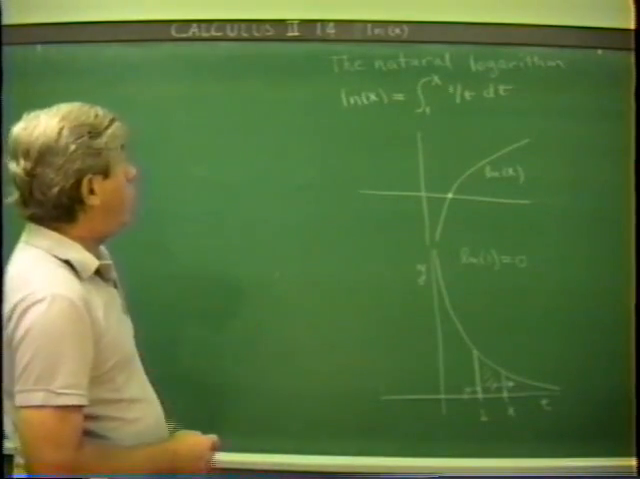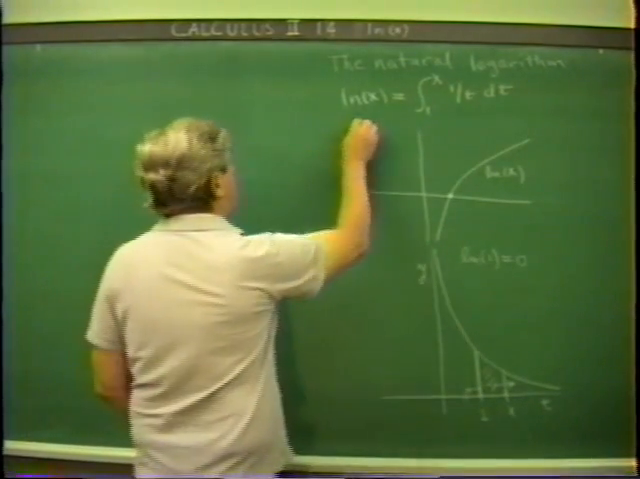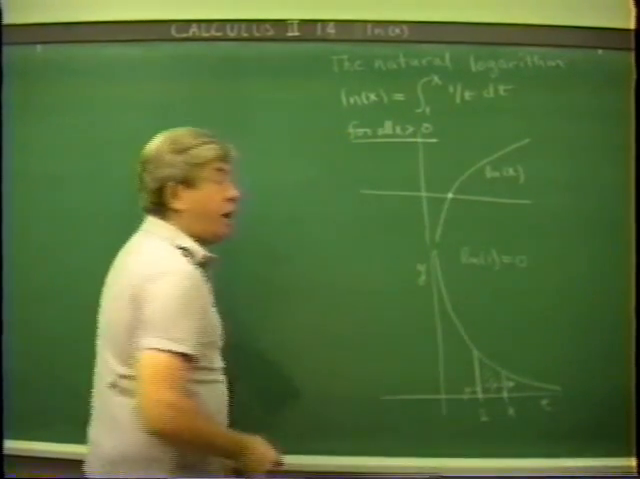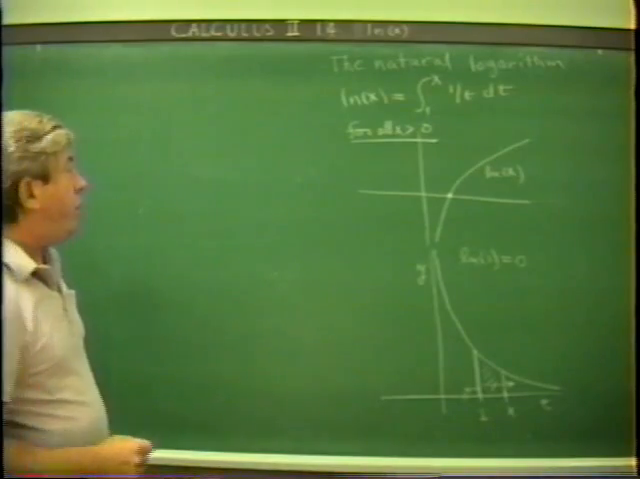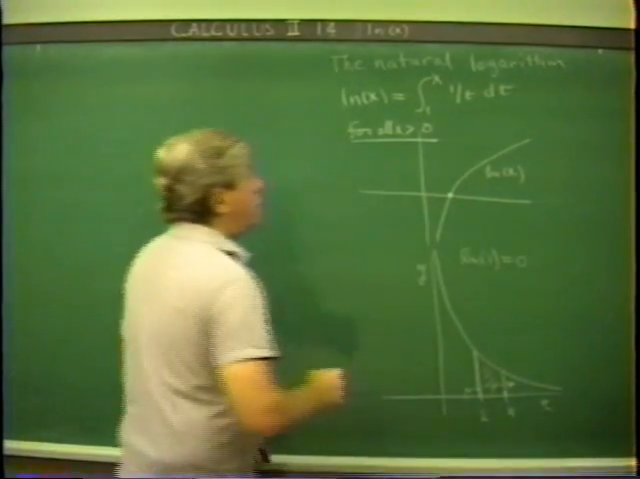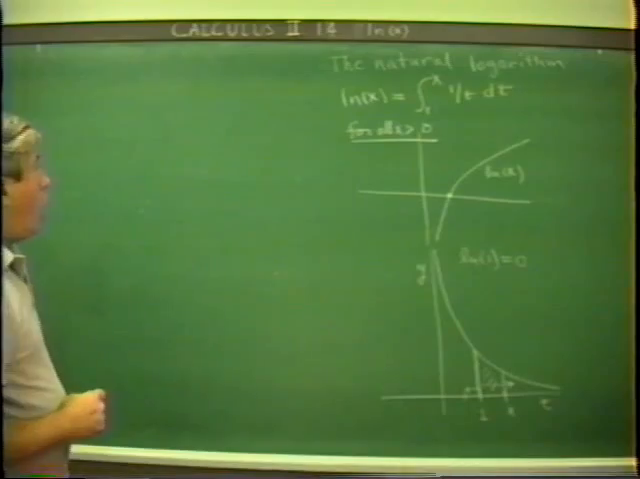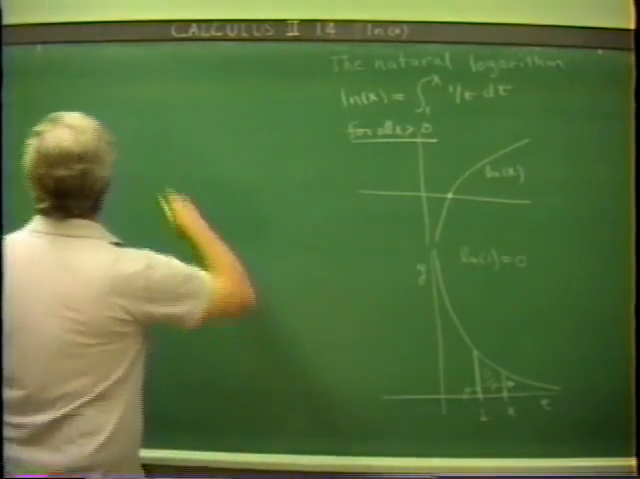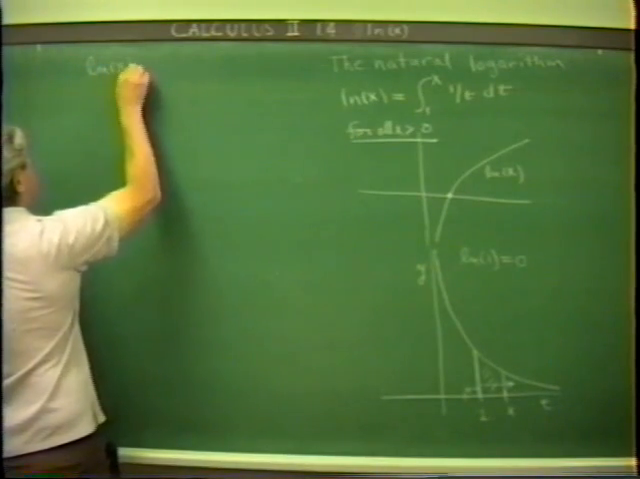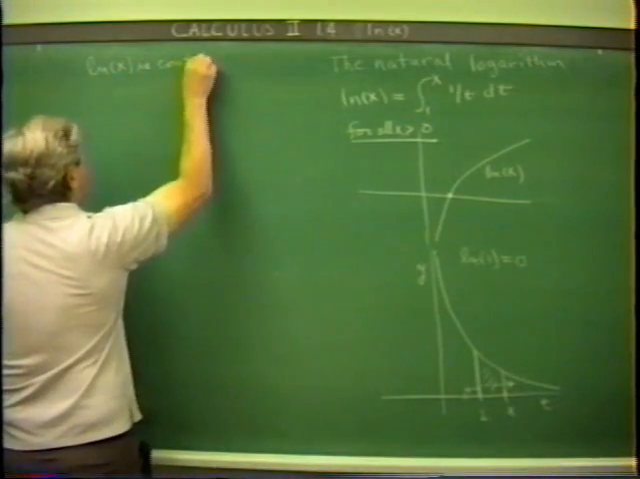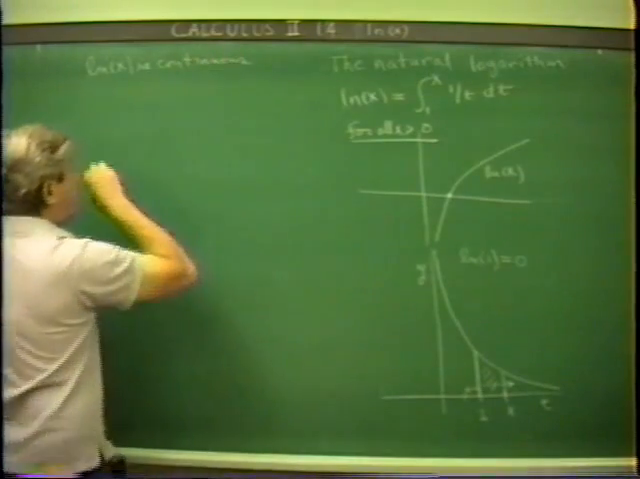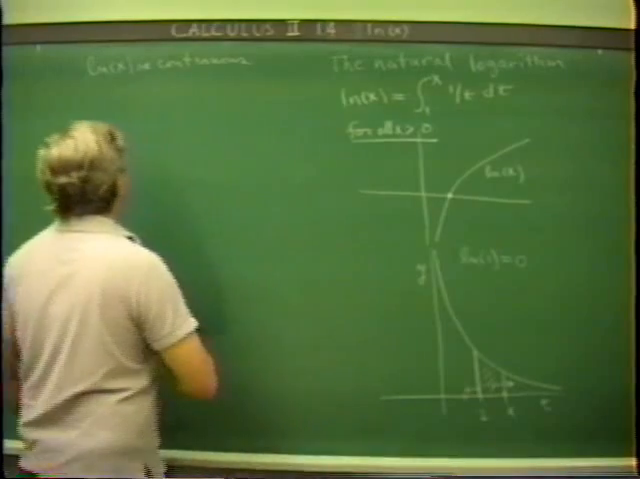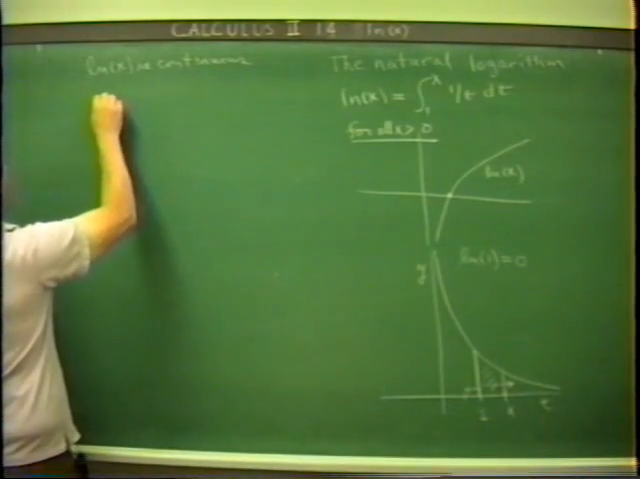Right. Now, starting this way has the following benefits. The natural logarithm of x is defined for all x greater than 0, immediately. You don't have to concern yourself at all with whether or not it makes sense to talk about the logarithm. Also, the natural logarithm of x is continuous. This follows from the fundamental theorem of calculus. And also from the fundamental theorem of calculus, we know immediately that the derivative of the logarithm of x is 1 over x.